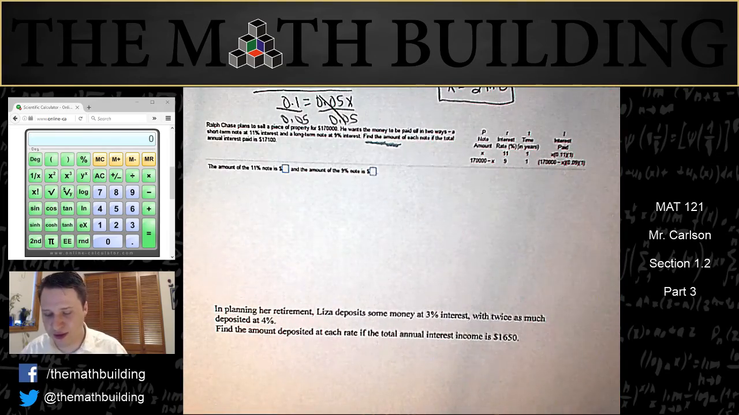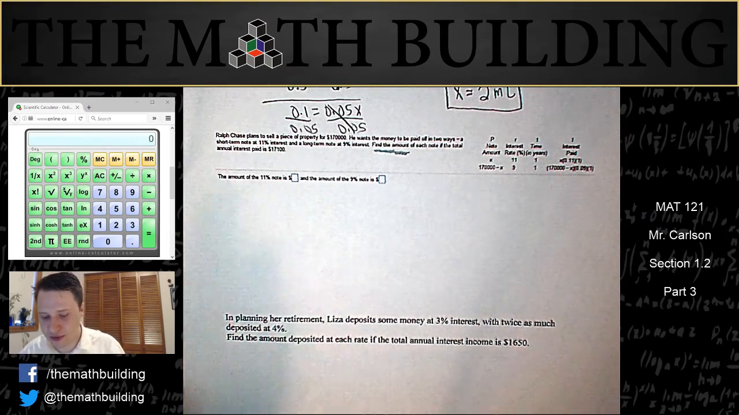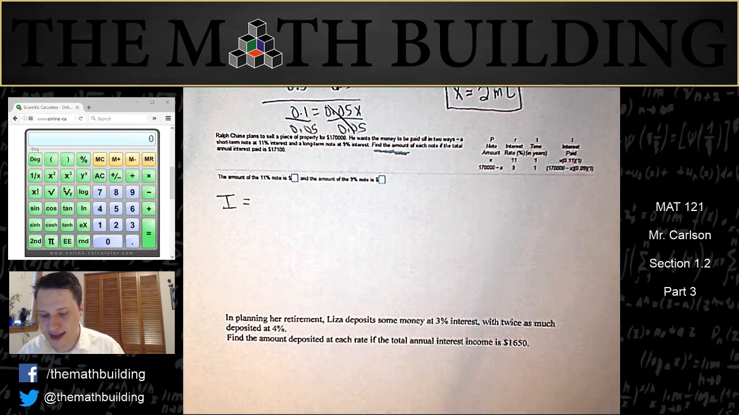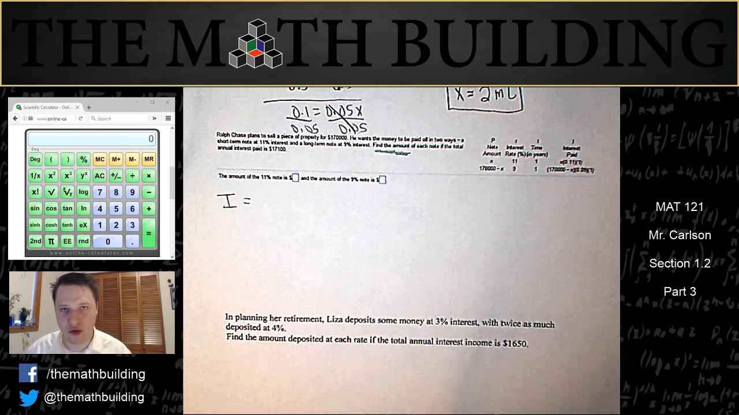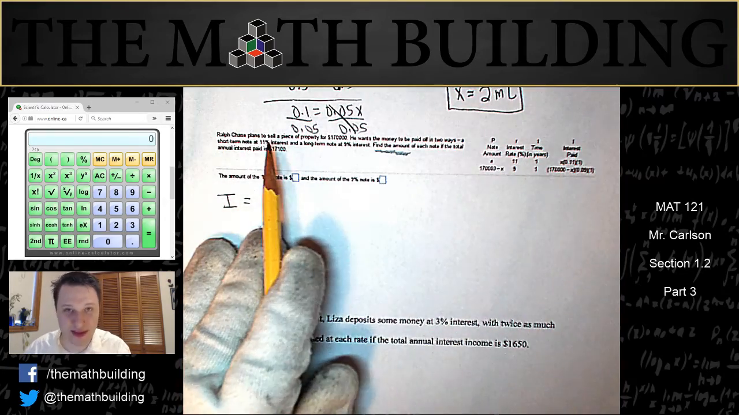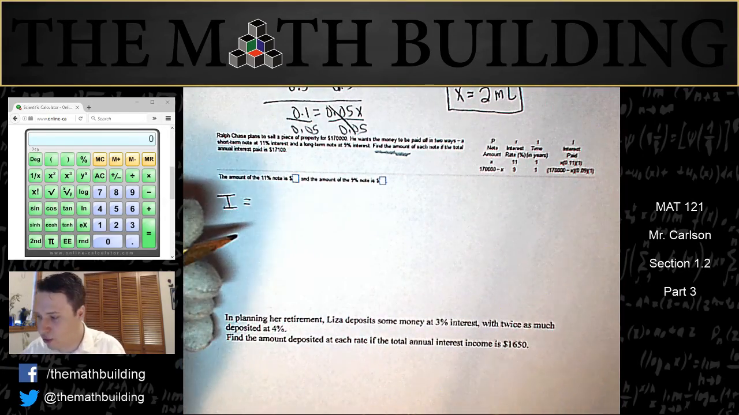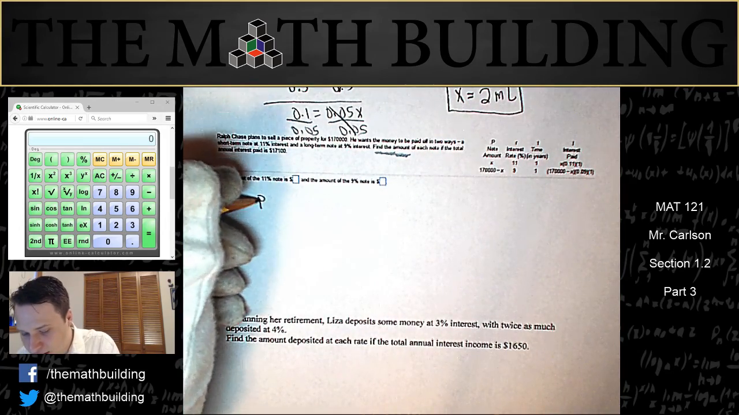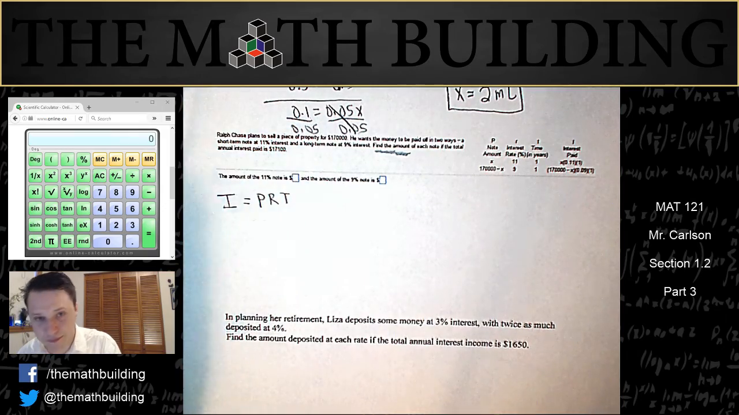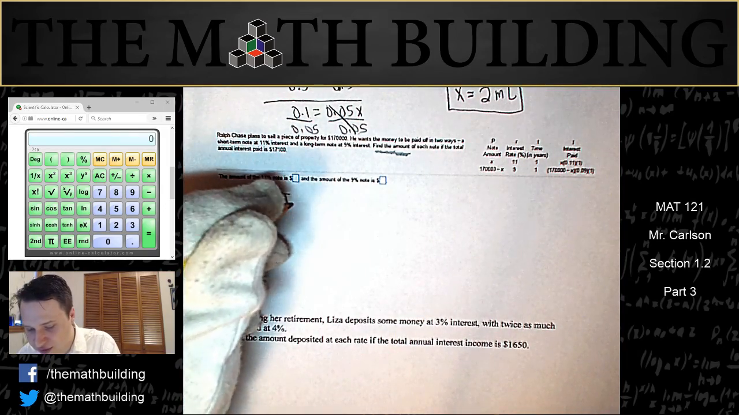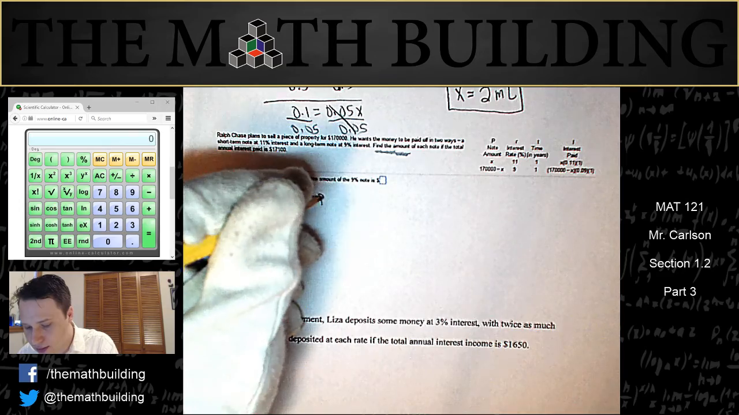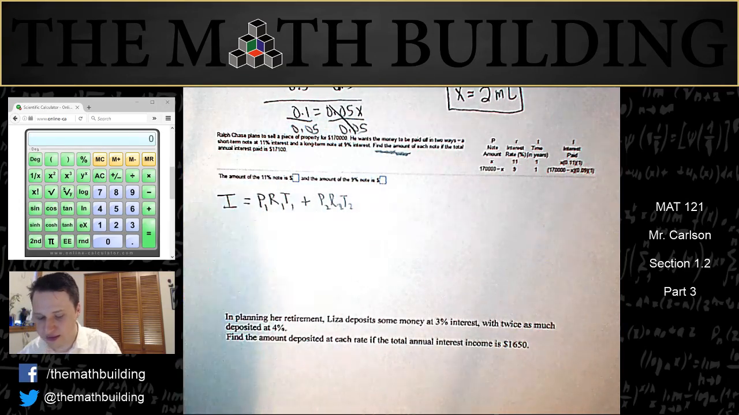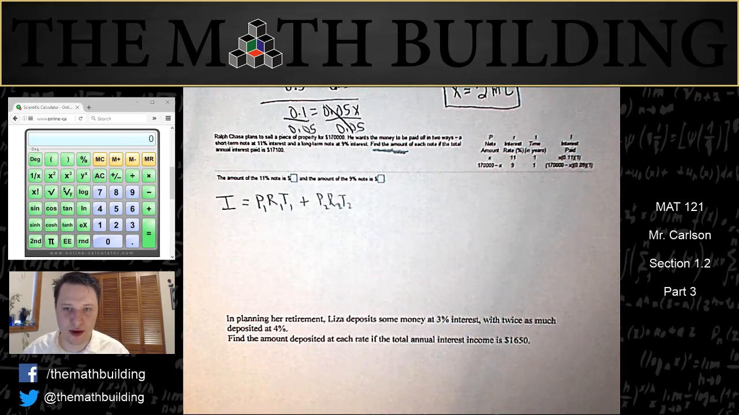What's happening here is we have 2 amounts being invested. So we're going to have an interest amount, and we are going to have 2 things being invested with just simple interest. In other words, the formula you remember from previous ones is PRT. So I equals PRT of the first investment plus PRT of the second investment. And so that's going to be our formula that we're going to use to figure this out.